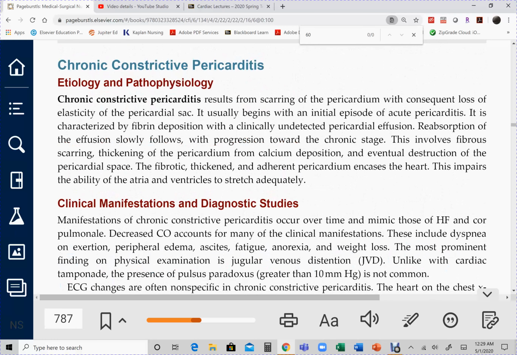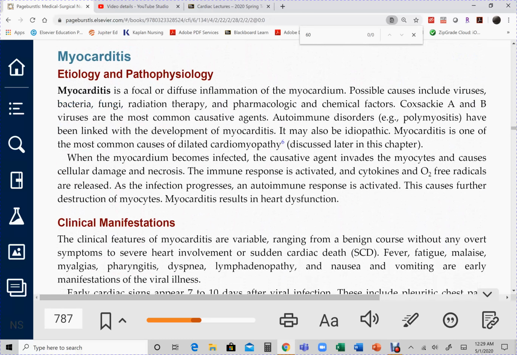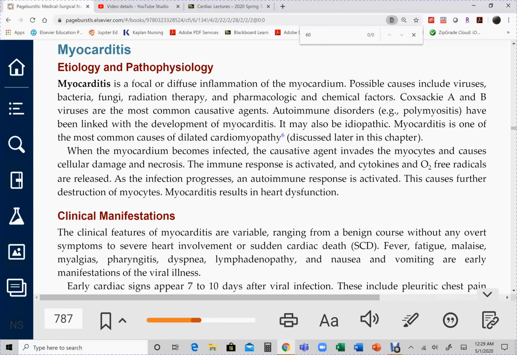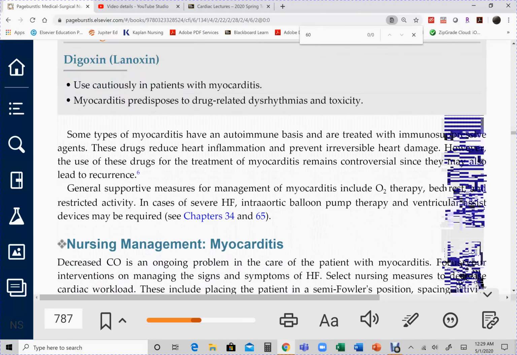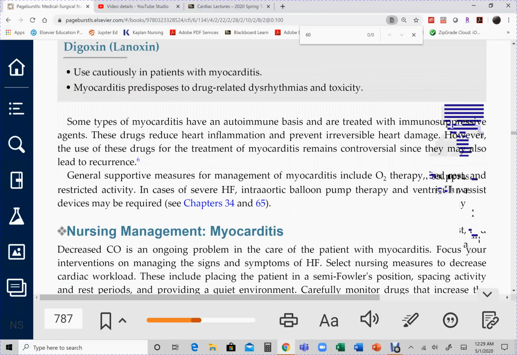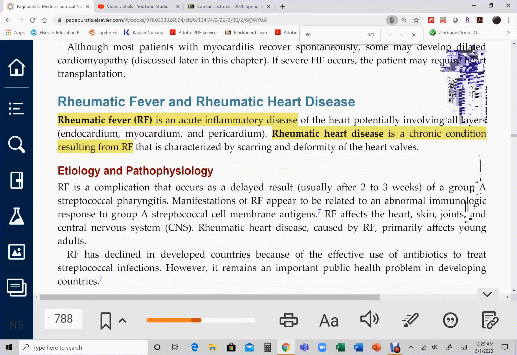We will not test or discuss chronic pericarditis. Myocarditis, I won't spend too much time on this, because really this is inflammation of the myocardium, which is pretty much the same as having a heart attack without the troponins, because there's really no infarction involved here. But because it's inflammation of the myocardium, there may be some increase in myoglobin, but probably not troponins. So I'll skip through that, because management is really the same as heart failure, because this is the heart muscle that is inflamed.